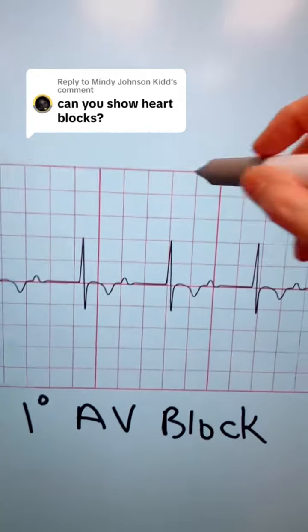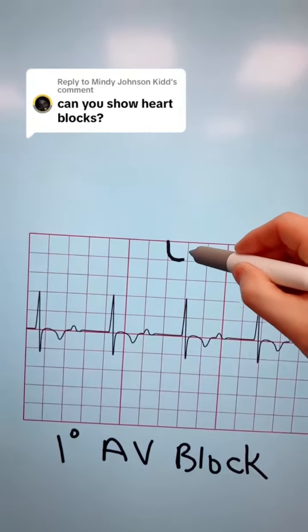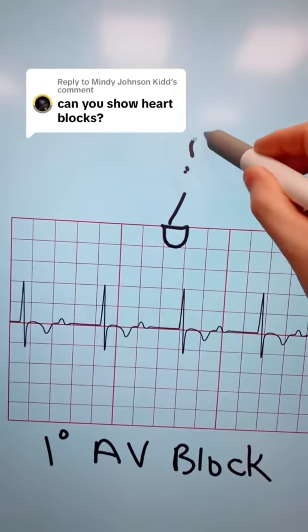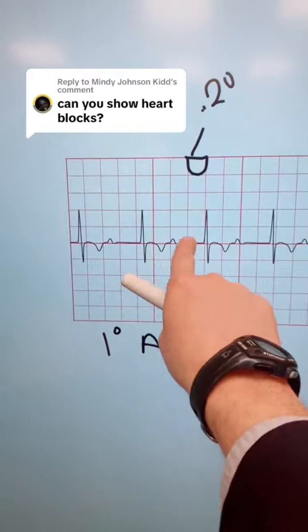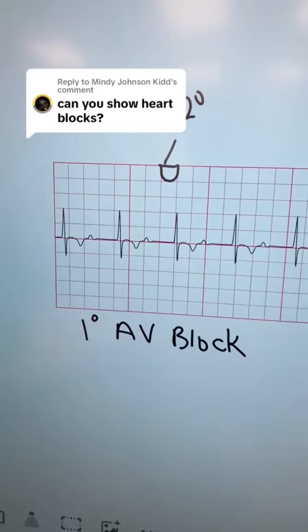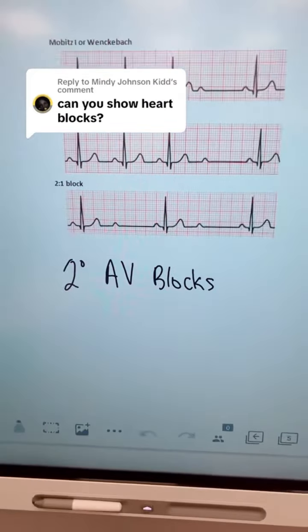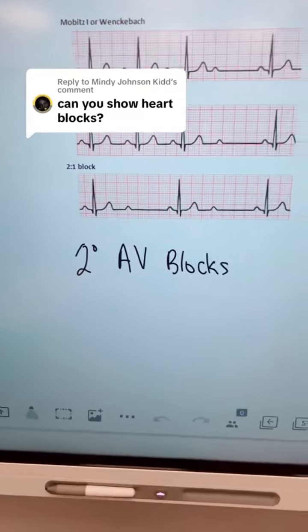Not terribly specific, but an easy way to remember this is that each one of these large boxes here is the same as 0.20 seconds. So just looking at this one, we know this is going to be a sinus rhythm with a first degree AV block. So your second degree AV blocks are going to be two types of second degree AV blocks.